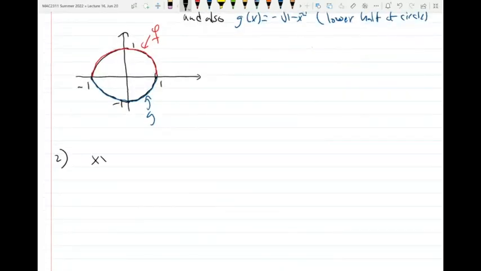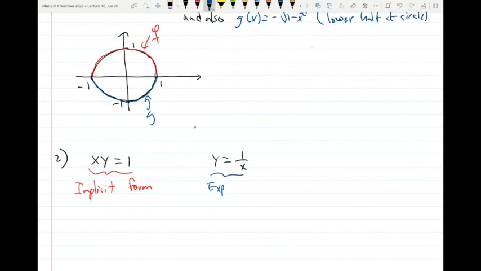Okay, so as another example, we can look at something a little bit more silly. x times y equals 1. This is an equation. This is an implicit form. But instead of looking at this, what would be the explicit form of this equation? y equals 1 over x. We are more comfortable looking at this, right? Because we kind of know what this is. This is what we call the explicit form.